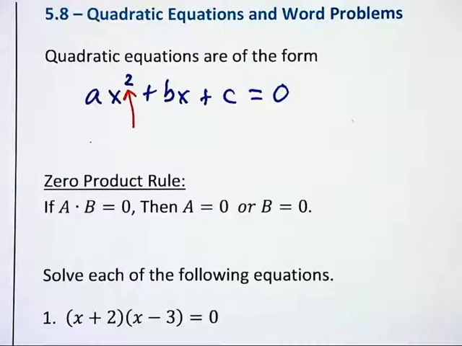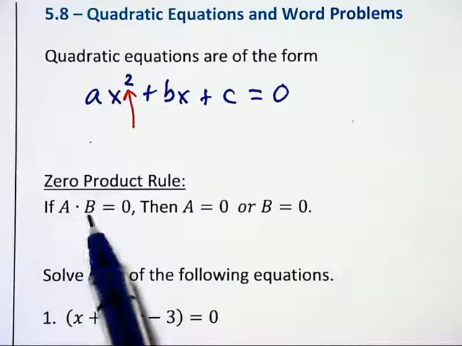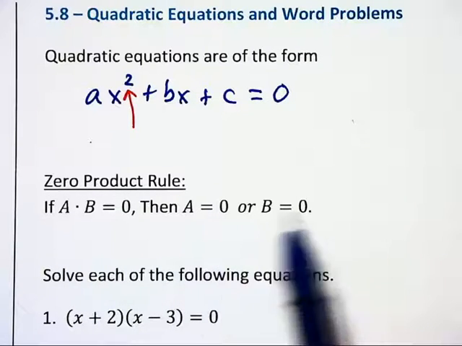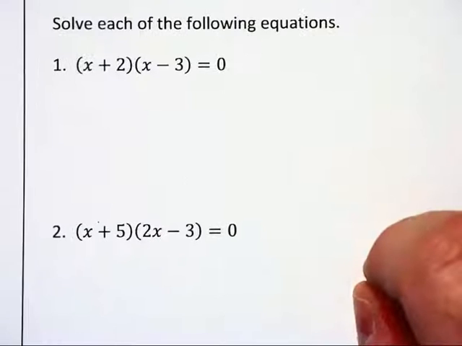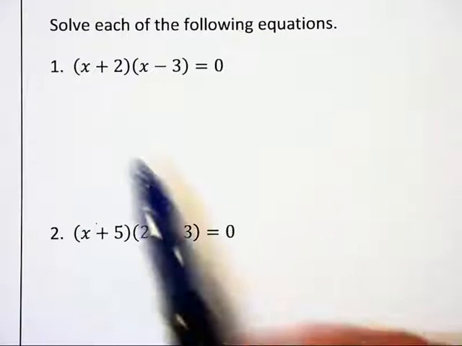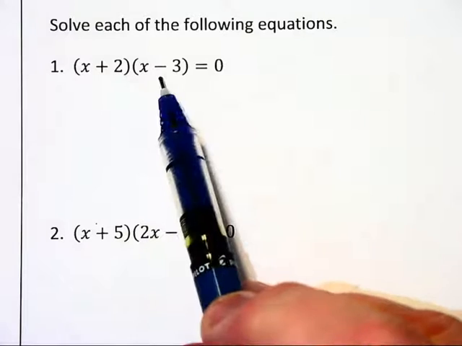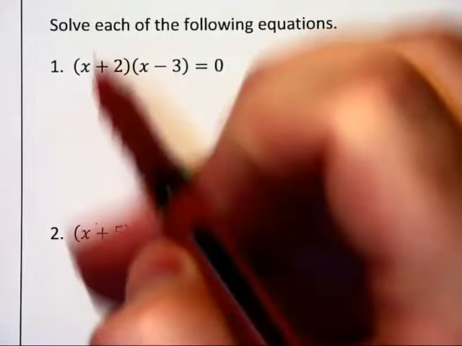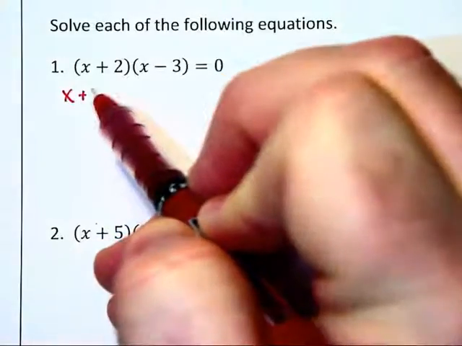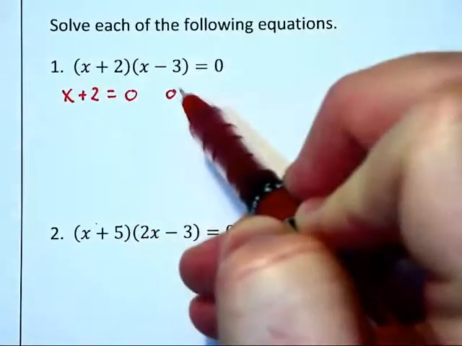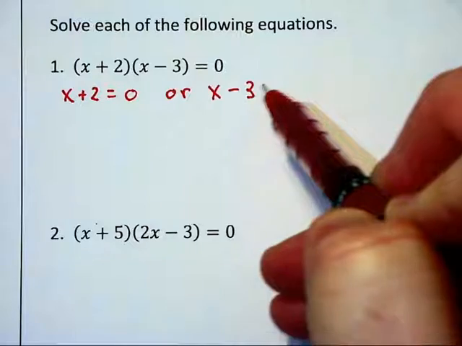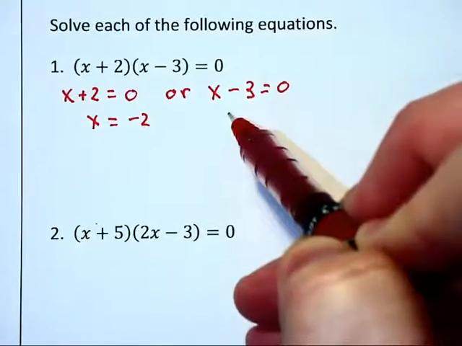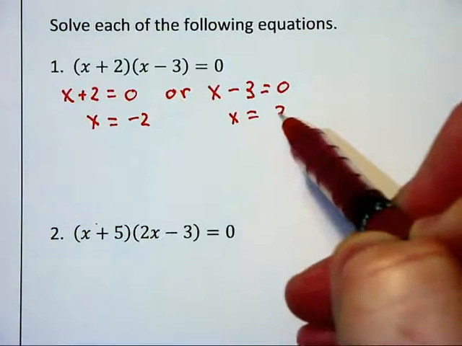Basically, the zero product rule says if you have two numbers or expressions, a and b, multiplying together to be 0, then either a or b or both of them are 0. In this first case, we have two expressions being multiplied together and set equal to 0. That tells us that either x plus 2 is equal to 0 or x minus 3 is equal to 0. In solving each of these linear equations, we get x is equal to negative 2 or x is equal to 3.